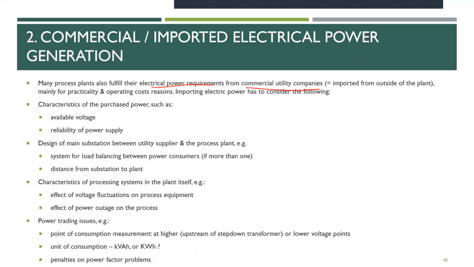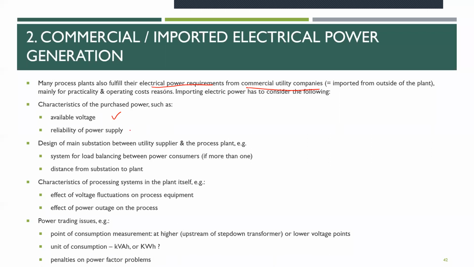So we need to consider several parameters in order to get imported electrical power from the commercial utility companies. The characteristics of the purchased power, such as the available voltage, need to be considered, whether it actually matches the electrical demands for running the chemical process in the industries.